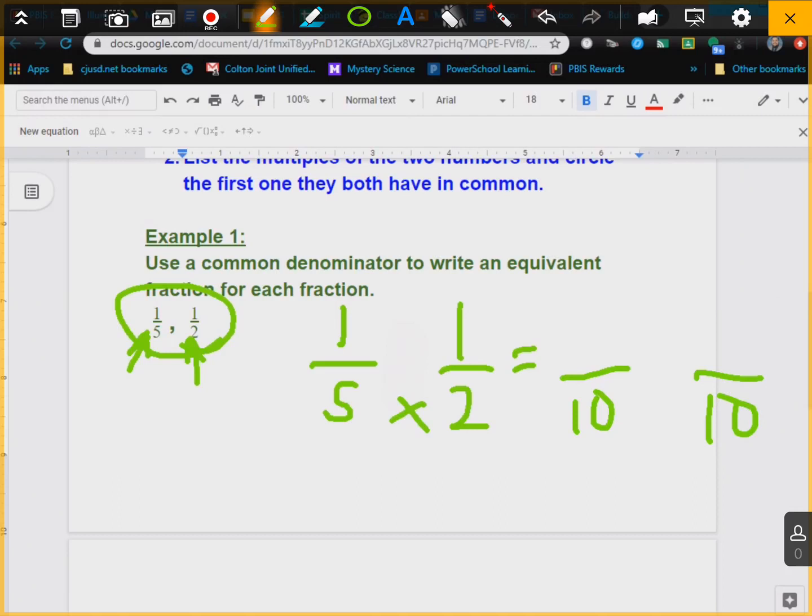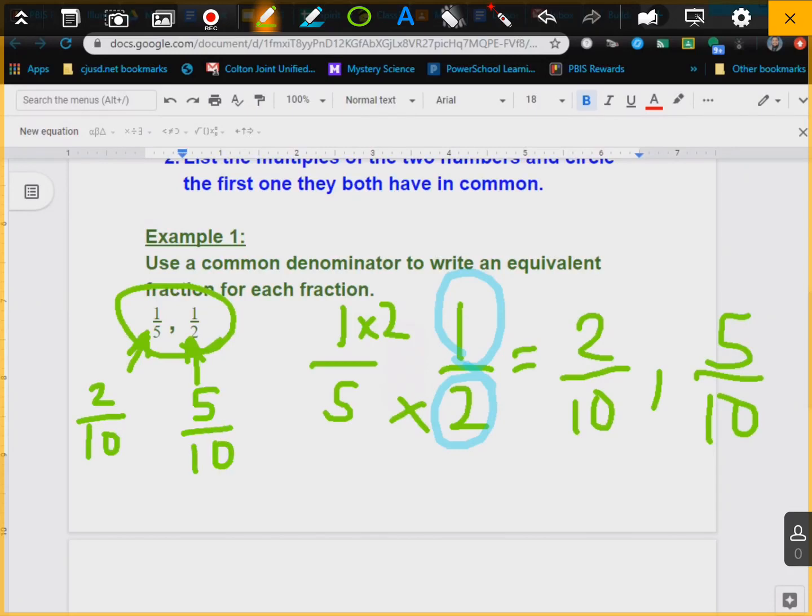So what did I multiply 5 by? I multiplied it by 2, so I got to multiply the 1 by 2. That makes it 2. What did I multiply this 2 by? 5. I multiplied the 2 by 5, so I got to multiply the 1 by 5. 1 times 5 is 5. So an equivalent fraction for 1/5 is 2/10, and an equivalent fraction for 1/2 is 5/10. They both have the same denominator, or common denominator, of 10. So that's one way to find a common denominator and write equivalent fractions. If you're ever stuck on finding a common denominator, just multiply the denominators that you have.